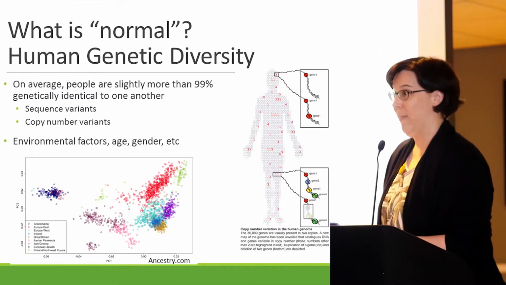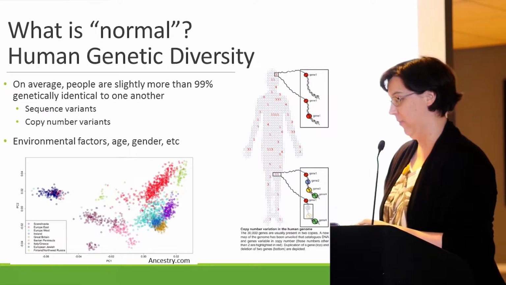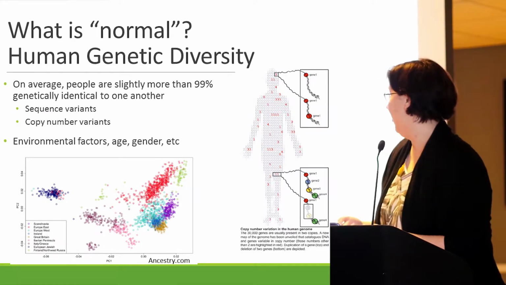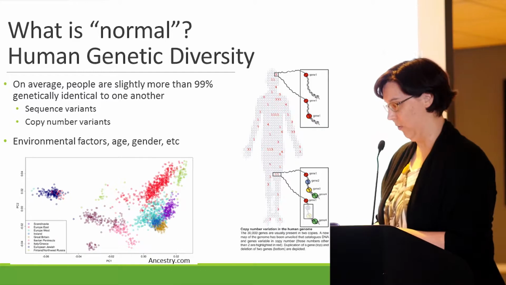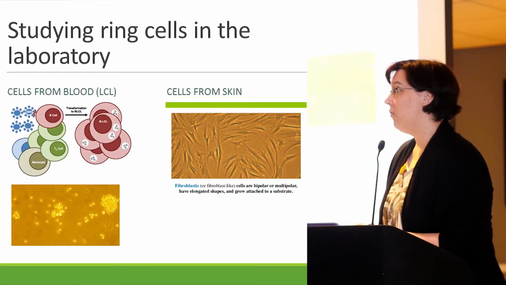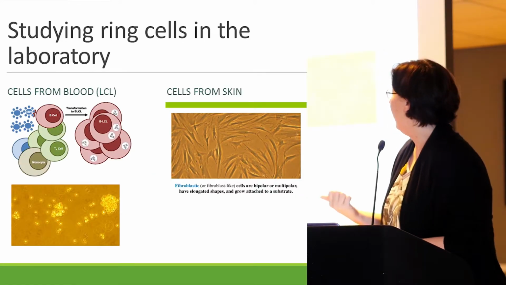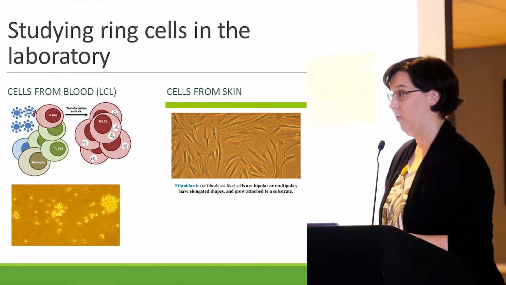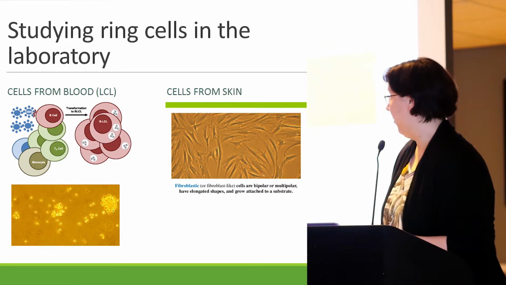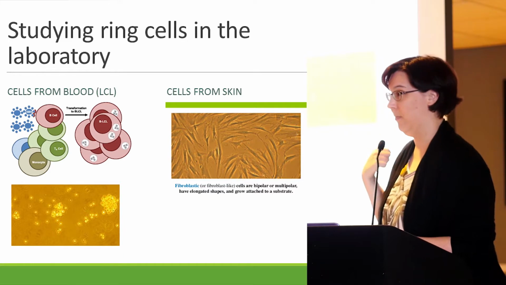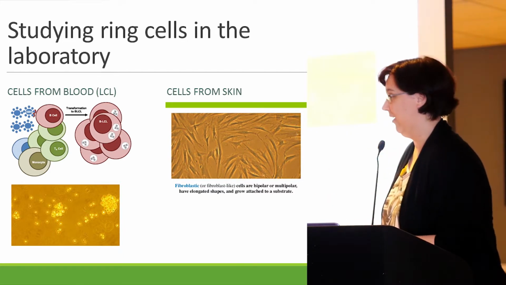And there are also environmental factors that can affect 2 people. So their age, their gender, what they're exposed to. So in the laboratory, we are studying ring cells from 2 main types of tissues, from blood and from skin, and these are some pictures of the cells in culture.